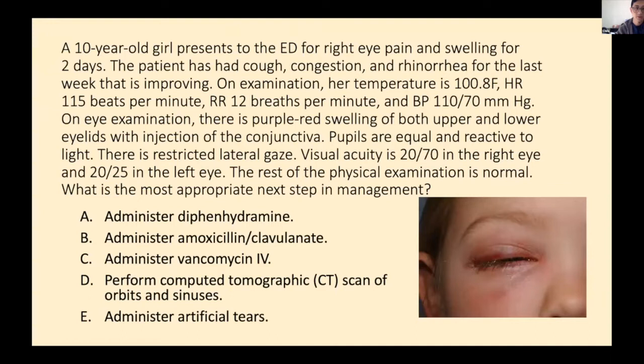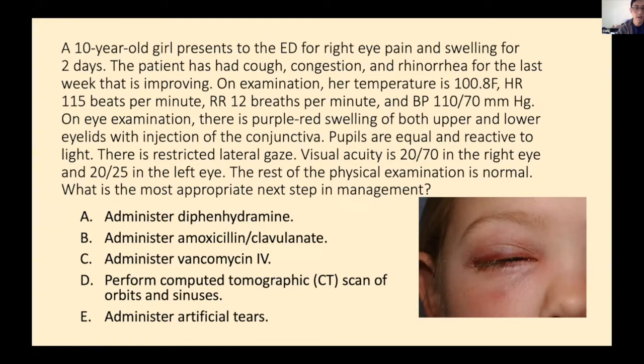So question number 2, a 10-year-old girl presents to the ED for right eye pain and swelling. For the past 2 days, the patient has had cough, congestion, rhinorrhea for the last week. That is improving. On examination, she's febrile, mildly tachy to 115, respiratory rate is 12, BP is 110/70.